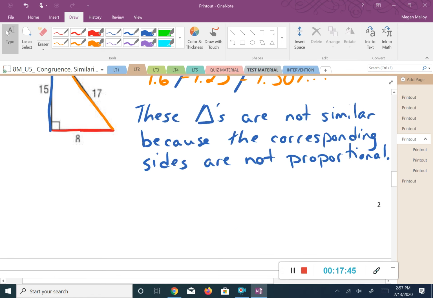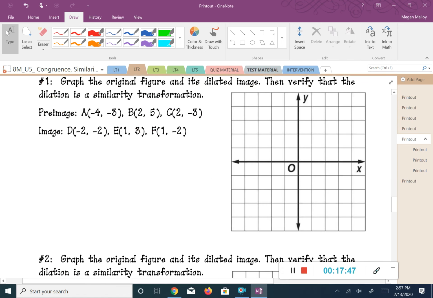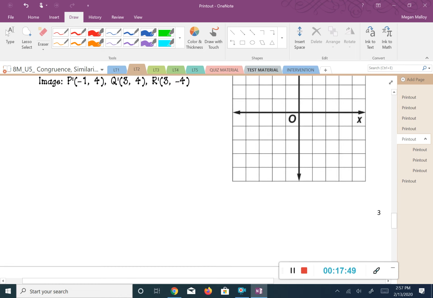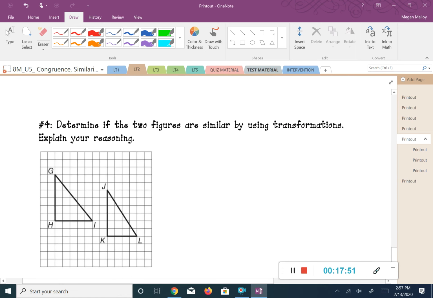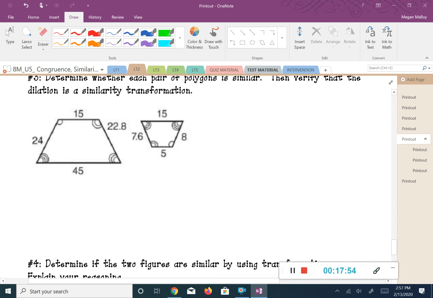Okay, so go ahead and work on the practice. Each practice example should match very similarly to one of the examples, and we'll go over it in class.